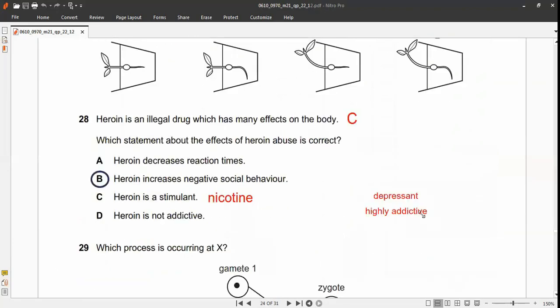Heroin is an illegal drug which has many effects on the body. Which statement about the effects of heroin abuse is correct? Decrease reaction times, increase negative social behavior, stimulant, not addictive. It's a depressant and highly addictive, so D is not correct. Stimulant? No, this is for nicotine. So here, increase negative social behavior. So the correct answer is B, heroin increases negative social behavior.